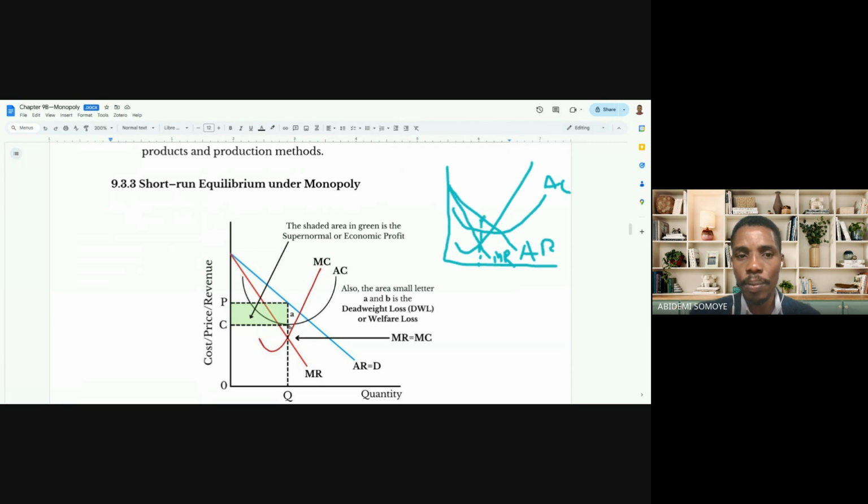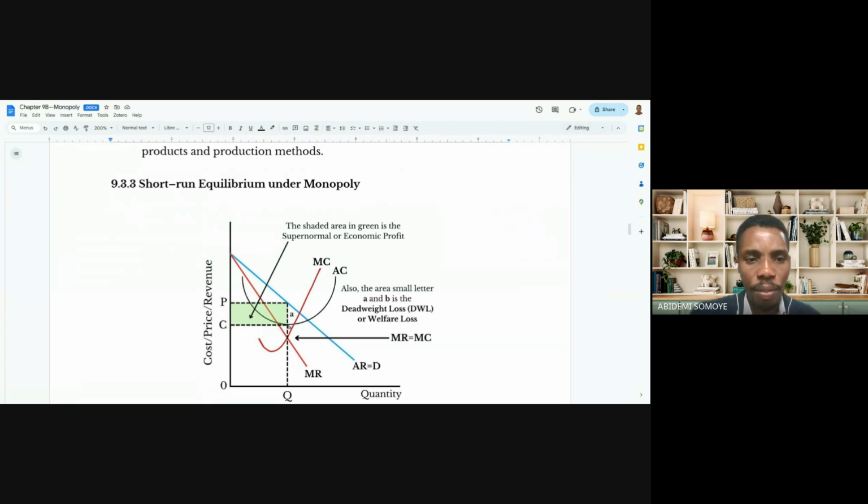So to this point here. Yeah. Then to the minimum point of the AC. So you shade it, that part, that is your supernormal profit. That's what you have here. You see this portion here, it's your supernormal profit. At this point, is where MR equals MC.